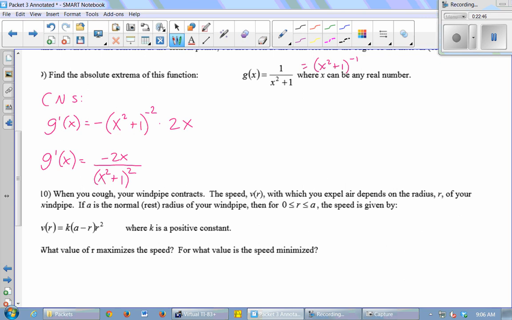All right, so critical numbers happen when g prime of x equals 0 or g prime of x is undefined. g prime is a fraction. When is a fraction equal to 0? When the numerator is 0. And that happens when x is 0. And g prime is undefined when its denominator is 0.